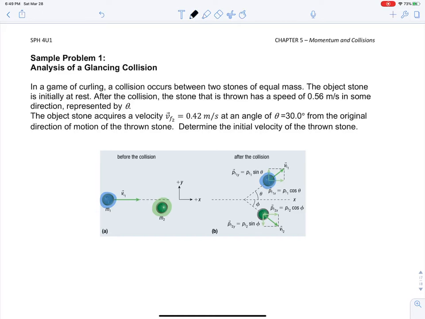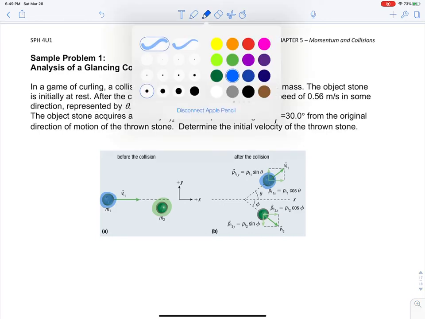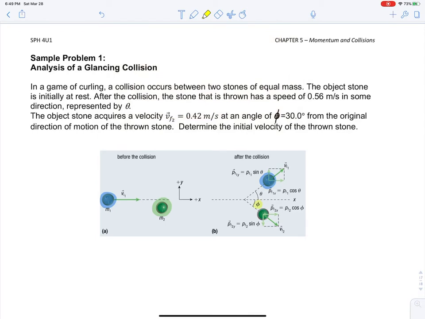The object stone acquires a velocity of v2, 0.42 meters per second, at an angle of, and instead of theta, I want to use the Greek symbol phi. And phi is 30 degrees. You can see phi is this angle indicated right here, from the original direction of the motion of the thrown stone. Our job is to determine the initial velocity of the thrown stone. In order to do so, we're going to apply the law of conservation of momentum.